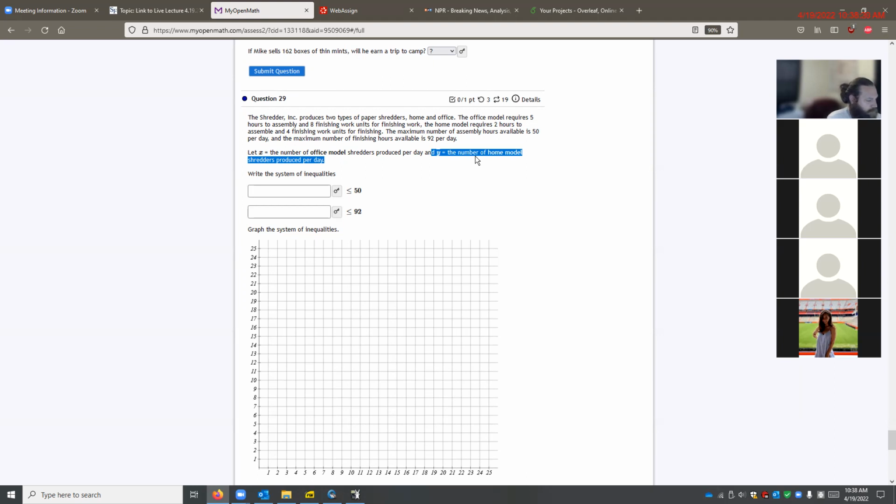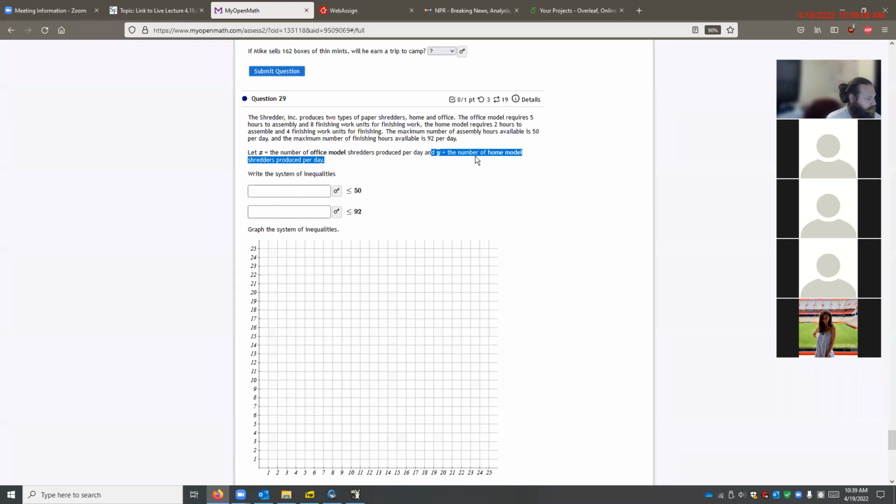Y is the number of home shredders. The office model takes 5 hours to put together and 8 hours of finishing. Five hours of assembly and 8 hours of finishing, whatever the hell that means.